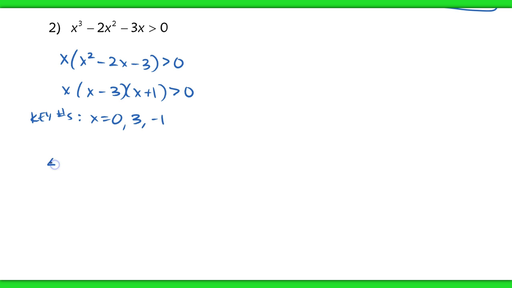So on a number line, I'm going to draw out those three points. I have negative 1 first, then 0, then 3. Make sure you draw it in correctly, because I've done it before where I put 0, negative 1, and then 3.